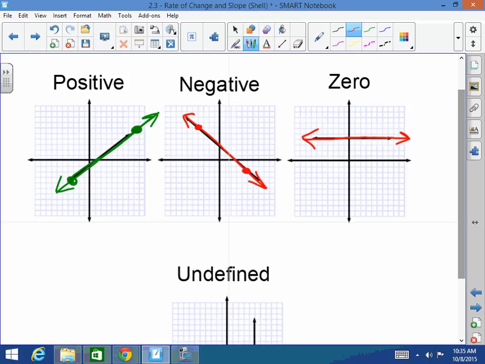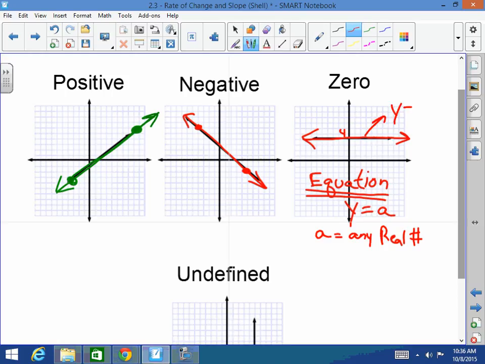This is a y equals equation, guys. And I need you to understand this because I'm going to complicate this very much as we continue in this chapter. A zero slope comes from the equation y equals a, where a equals any real number. So in this particular case, this graph is going through 1, 2, 3, 4. This is 4. So this equation would be y equals 4.